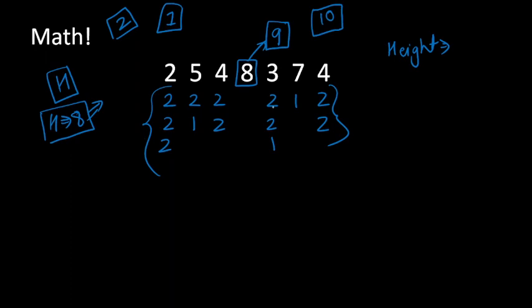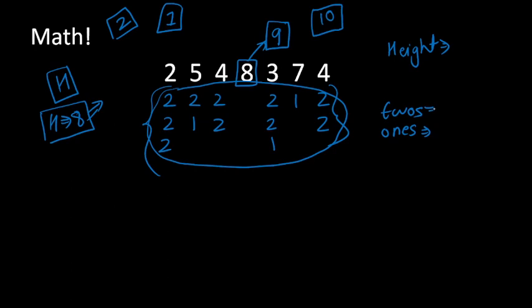So now how to play with this after you have collected these? Let's just say I have a count of 2s and 1s. Okay, so I have collected these numbers. How many 2s do I have?